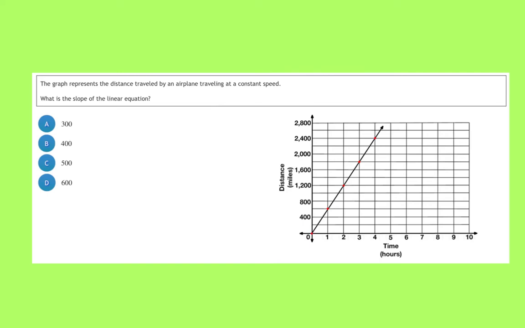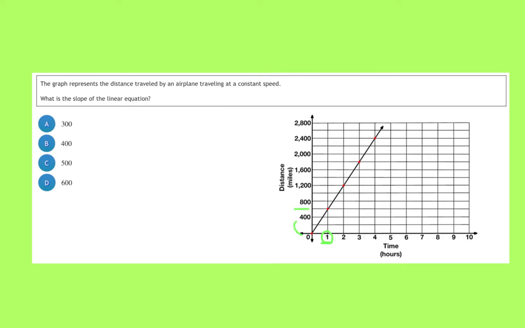In this video, we're going to determine the slope of the linear equation. Now, there's more than one way to determine the slope, but I will tell you that the slope of a linear equation is whatever's happening per one.